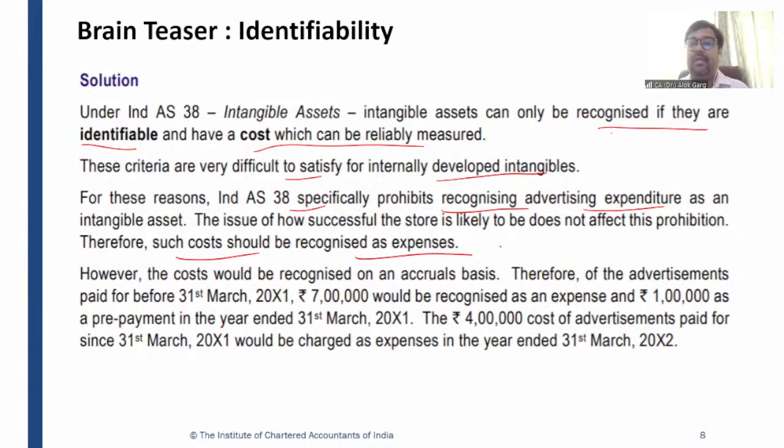However, the cost would be recognized on an accrual basis. Therefore, of the advertisement paid before 31st March 2001, only 7 lakh will be recognized as an expense and 1 lakh rupees of prepayment will be recognized in the next year, right? The 4 lakh cost of advertisement paid since 31st March 2001 would be charged as an expense in the next year, right? So this will not be recognized as an intangible asset.